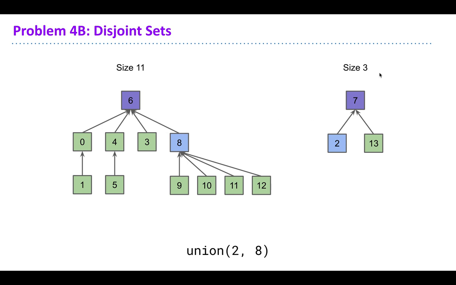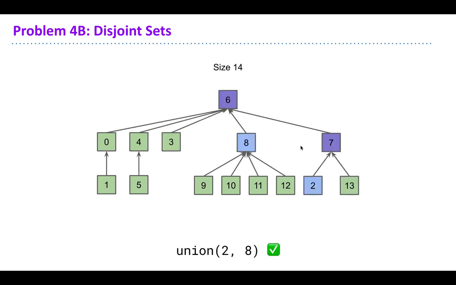Should I connect the 7 to the 6 or the 6 to the 7? I'm going to connect the 7 to the 6 because this set size is smaller. So then we get this. Now we're done. That was the result of those 3 union calls. And yeah, that was the problem.